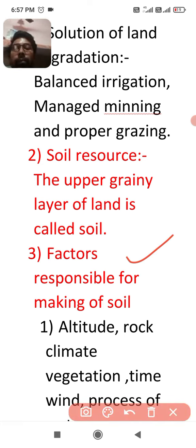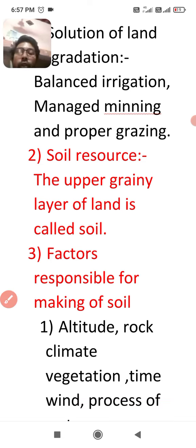So what are the factors responsible for the making of soil? The first point is altitude. It means how the formation of the land is; it depends on the making of soil. Next, the type of rock. Whether there is igneous rock or sedimentary rock, the type of rock found in that specific land is also responsible for the making of soil. The third point is climate.